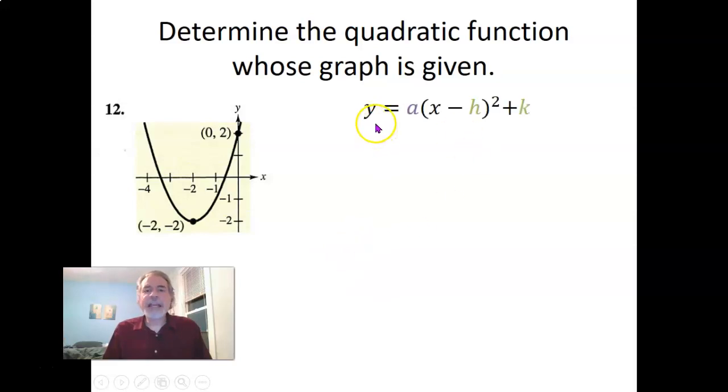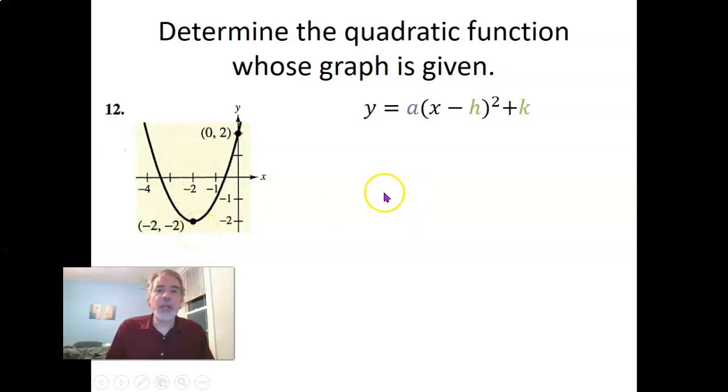Well, go back to that standard form. Y or f of x equals a times x minus h squared plus k. If we could fill in the correct numbers for those three letters, a, h, and k, we'd have an equation. And right away we can fill in the numbers for h and k, because those are the coordinates of the vertex.